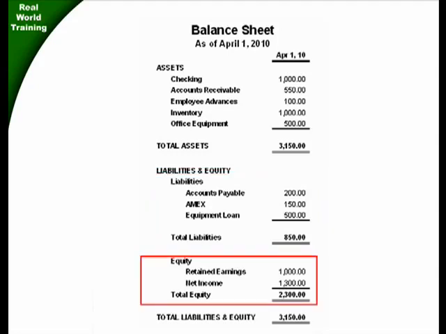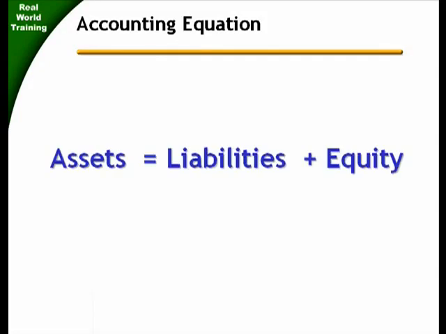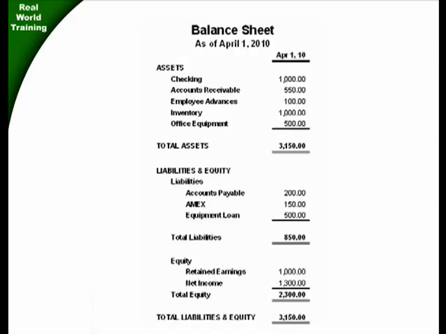Equity shows what the business is really worth. If you sold the business, you would sell the assets and use the money to pay liabilities. The money you have left is equity. Here's the concept used in accounting. What you own is equal to what you owe plus what's left over for the owners. This is called the accounting equation. Assets equals liabilities plus equity.